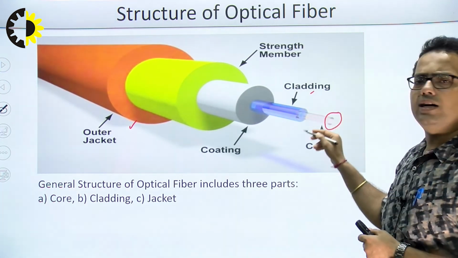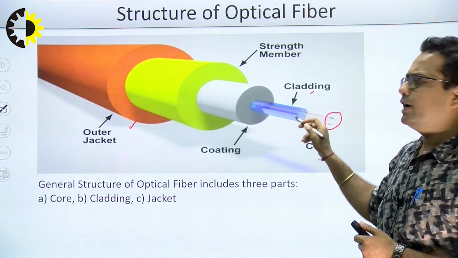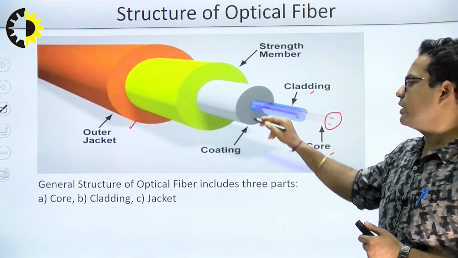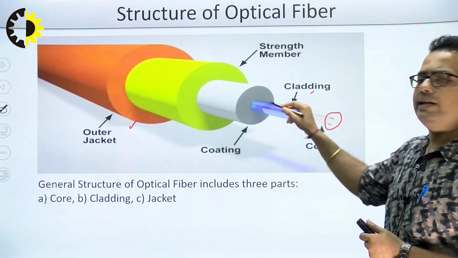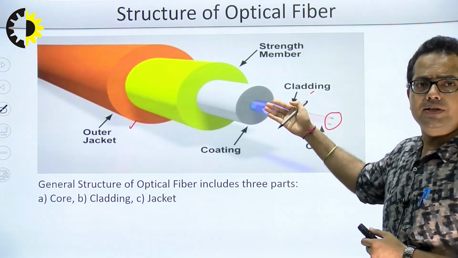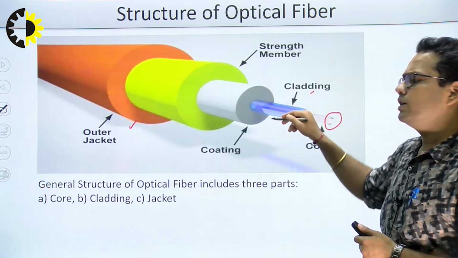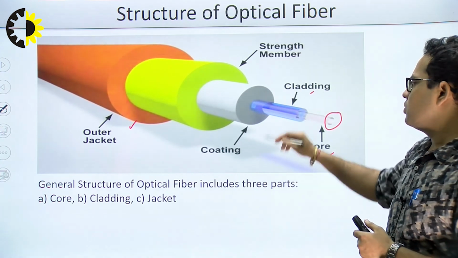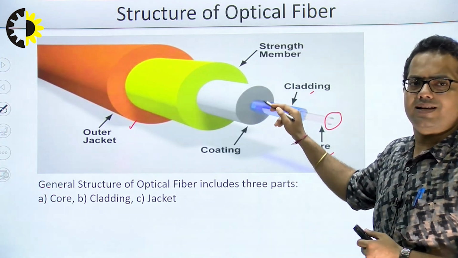Also, to increase the mechanical strength of the core, there is a cladding. Apart from this cladding, there is a surrounding coating that provides immunity to any mechanical strain or stress around the cladding. So this coating is used to provide a good tensile strength.